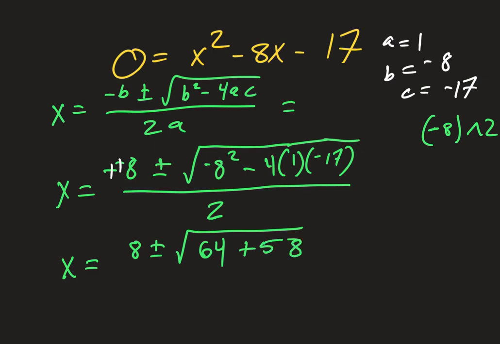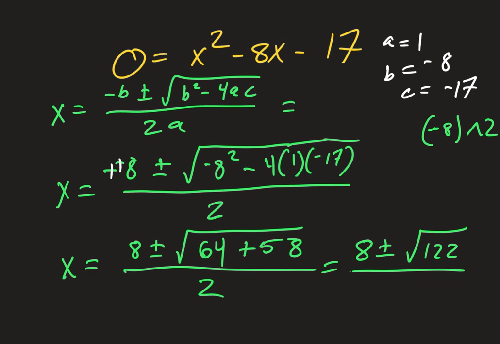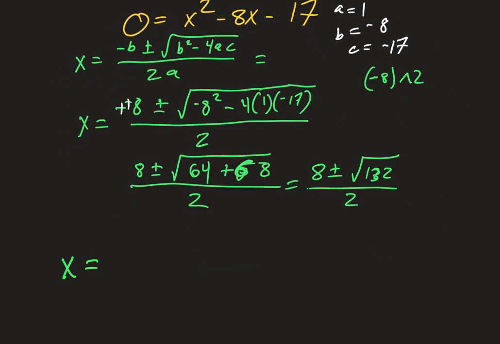Is it 58? I think so. All over 2. Equals 8 plus or minus the square root of 122. Or no, that's not right. Professor: Yes. 68. Thank you. 132 over 2. Let's say I did something wrong because I got to here and I knew that that wasn't going to work with 122. So believe it or not, this is the same answer that we just did on the last slide. It just doesn't look the same yet.